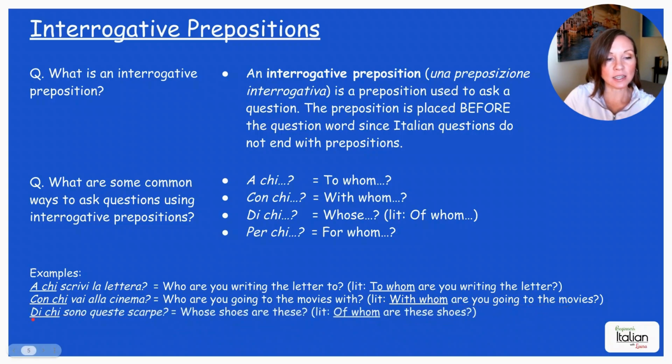And then we have di chi sono queste scarpe? Whose shoes are these? Or literally, of whom are these shoes? So that's how you would ask a question in Italian rather than just raising your voice at the end of a declarative sentence. You can use these interrogative prepositions to begin the sentence with them, if you're going to be asking these types of questions.